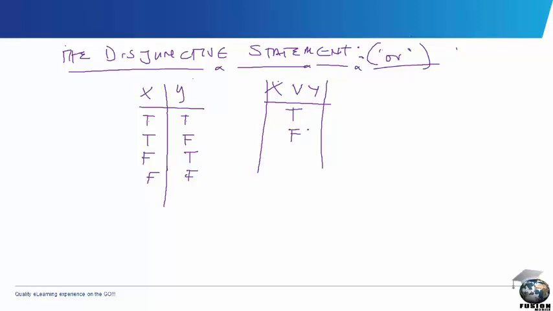All right, and then what happens to this other one? If Adamu works hard... sorry, all right, that's the disjunctive statement. This is true and this is false too. This is false. So we'll go through that again using another illustration.